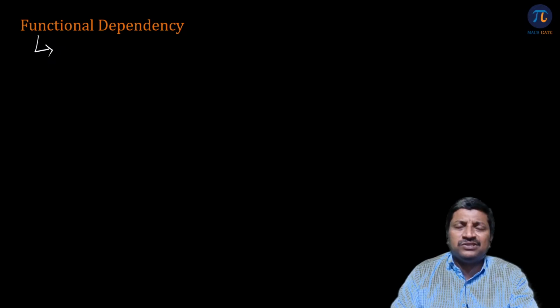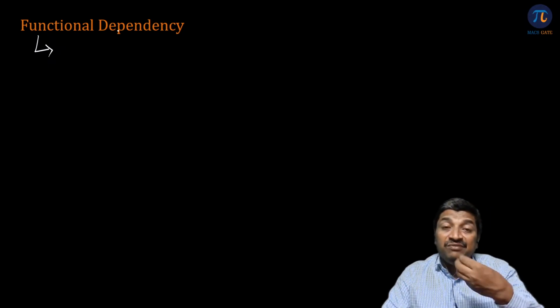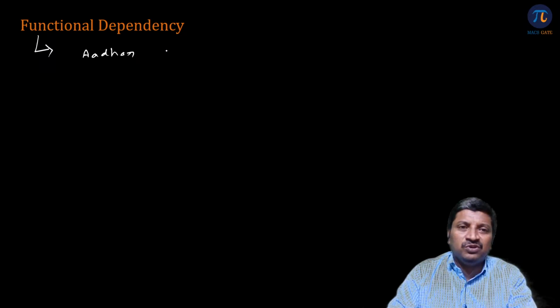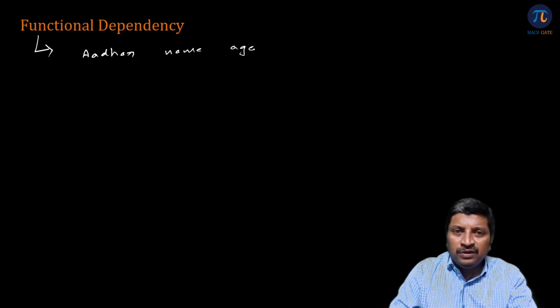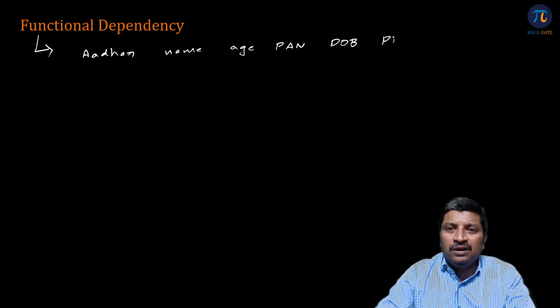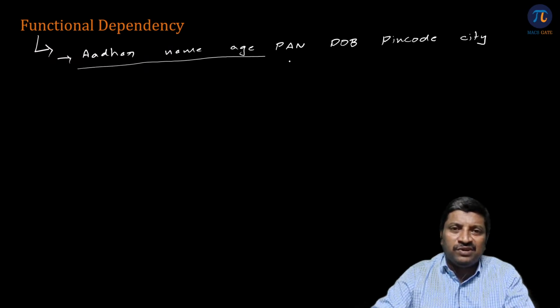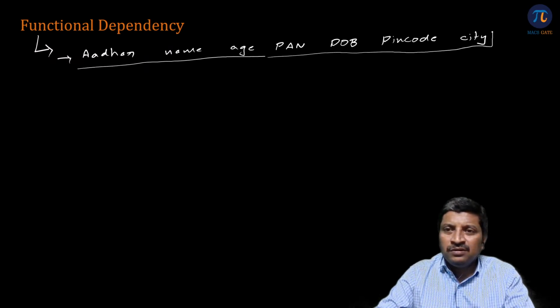Let me give a practical, real-time example which every one of us knows. Suppose about a particular person, we know Aadhaar number, name, age, PAN card number, date of birth, and PIN code and the city in which he is living. So these are the details of the table which we manage in our database.